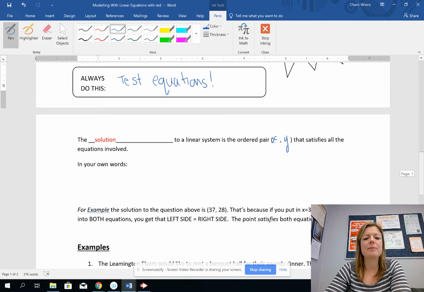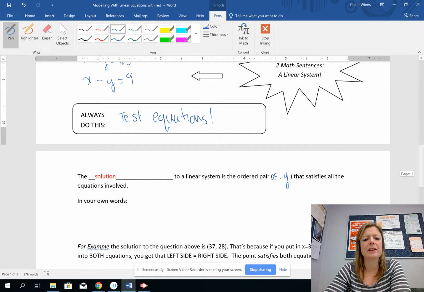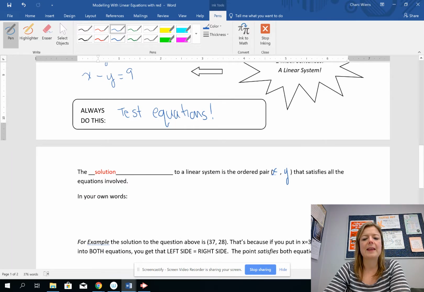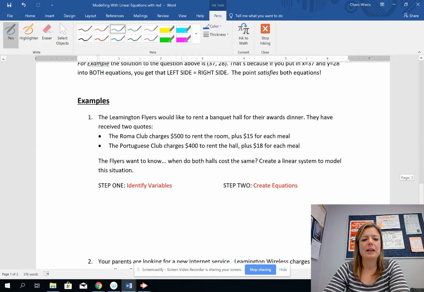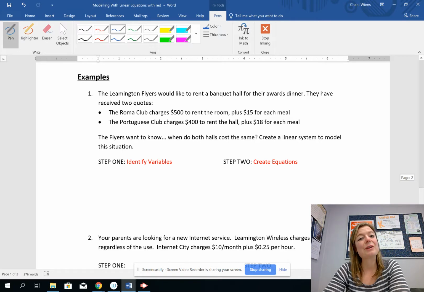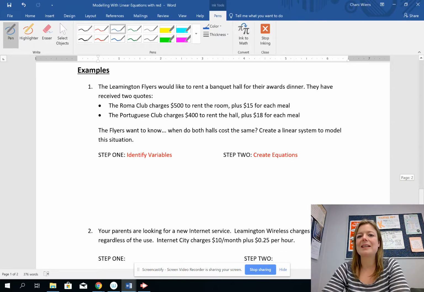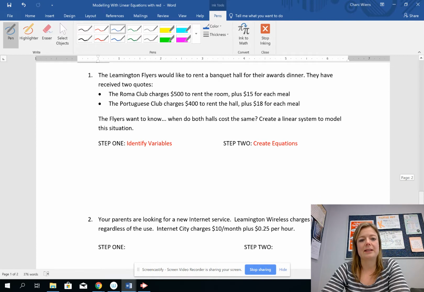So for example, the solution to this question above is 37, 28. That's because when x is 37 and y is 28, in both equations you'll get left side equals right side. 37 plus 28 adds to 65, and the difference between the two numbers is 9. So that coordinate satisfies both equations. Here's a few more examples. Now, I know you're going to be eager to solve, but today we're not worrying about solving, just how to set up the linear system.